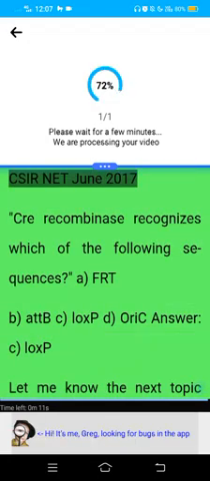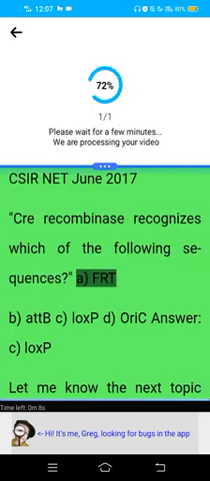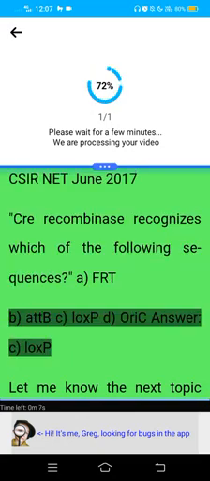CSIR-NET June 2017. Cre recombinase recognizes which of the following sequences? A. FRT, B. attB, C. loxP, D. oriC. Answer: C, loxP.